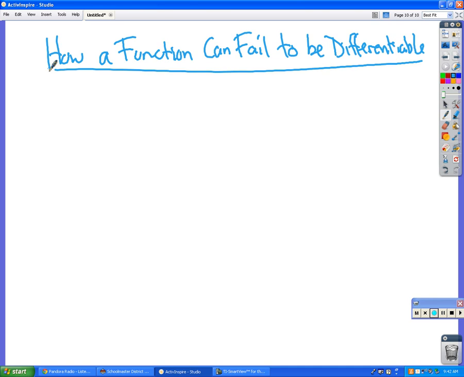So next time you're playing Hangman, that word right there: differentiable. If you think about the fact that we are finding the slopes of tangent lines, one of the ways that a function can fail to be differentiable at a particular point is if you have something that looks like that, and that is called a corner.